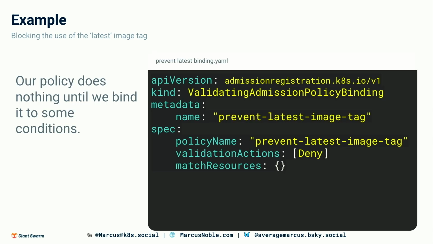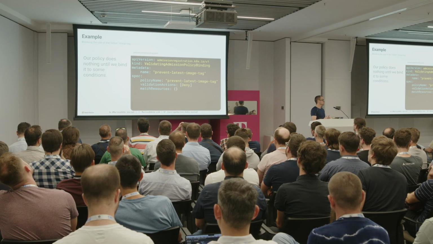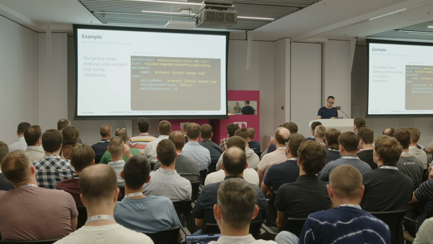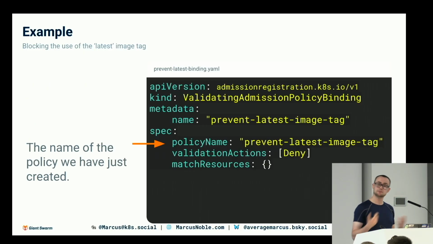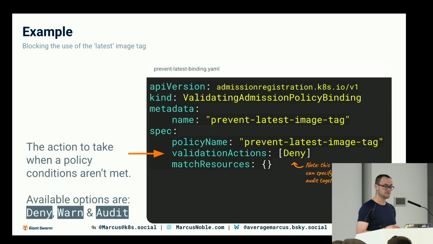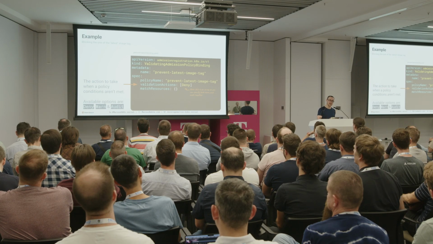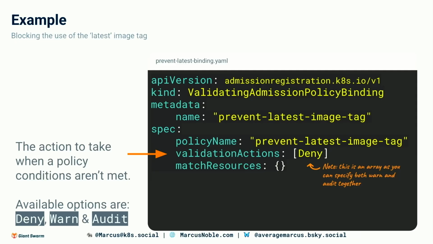Cool. So once we've got our policy, we can then actually bind it to some workloads within our cluster. So we've got our validating admission policy binding here. It references the policy name that we've just had in our previous resource, the prevent latest image tag. And then we have an array of validation actions that we want to take if the policy isn't met. Now, the reason this is an array is because it's possible to specify warn and audit, but no other combinations of multiples. Deny will block the request. You can't actually do it.